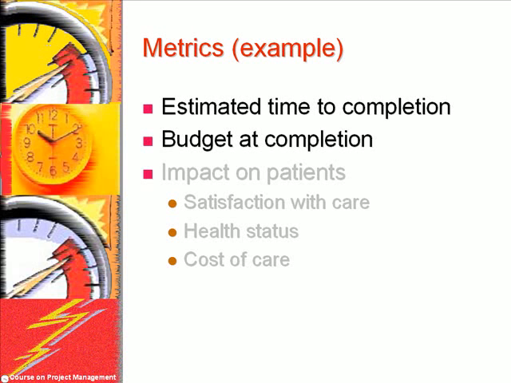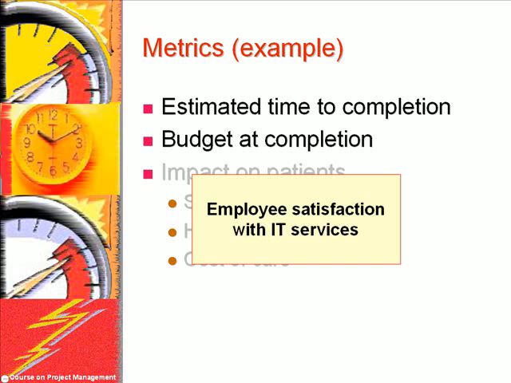Let's look at an example. What should we monitor while we are implementing an IT help desk? We can start with the obvious two measures of project efficiency: estimated time to completion and budget at completion. Next, we could measure the impact on employee satisfaction with IT services.